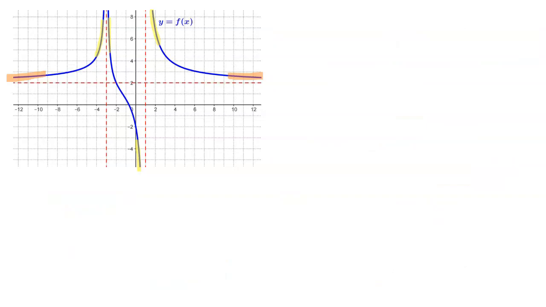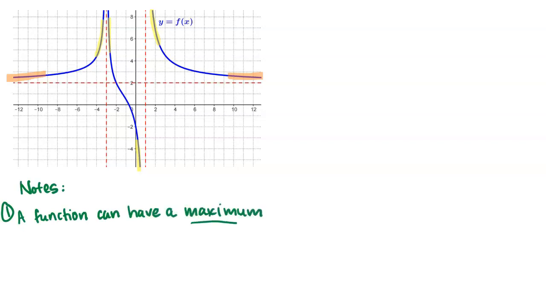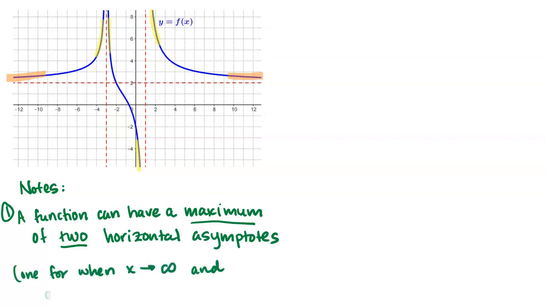Okay, a few final notes here. Realize that a function can have a maximum of 2 horizontal asymptotes. There can be one horizontal asymptote that comes from x approaching infinity and one that comes from x approaching minus infinity. We saw in this case that there was only one because both of those two limits were 2, so we didn't get a second horizontal asymptote, just one.